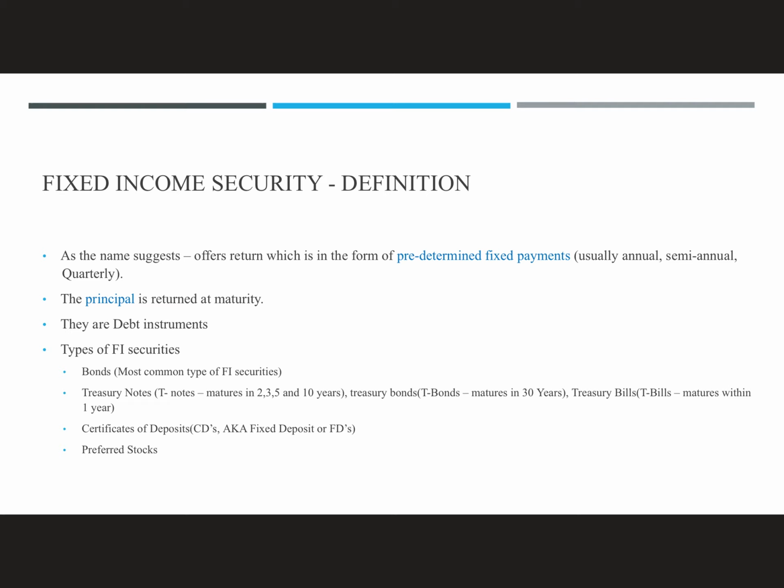Fixed income security. So, what is a fixed income security? Well, as the name suggests, there is a fixed income associated with these kinds of securities. One of the characteristics of fixed income securities is that they have predetermined fixed payments, which have a fixed frequency as well. These frequencies are usually annual, semi-annual, or quarterly, but you can find other types of fixed income securities with varying frequency. But the most common frequencies are annual, semi-annual, and quarterly.